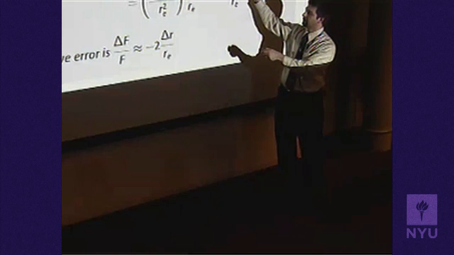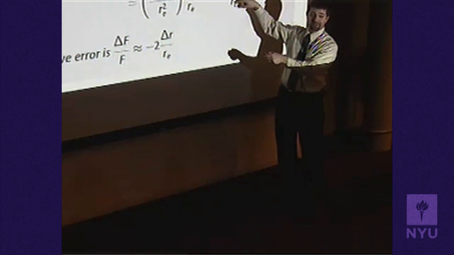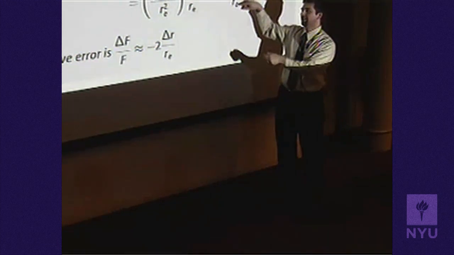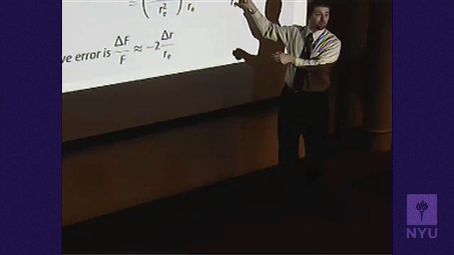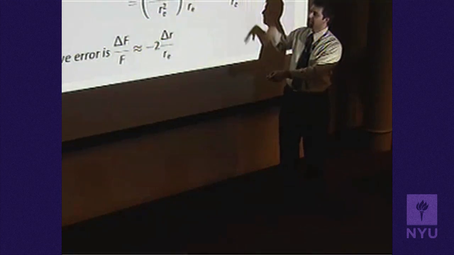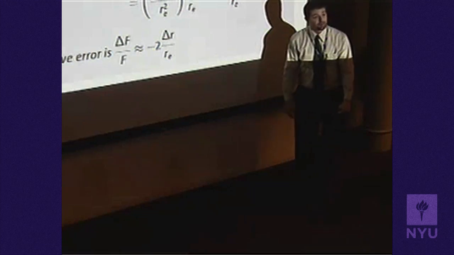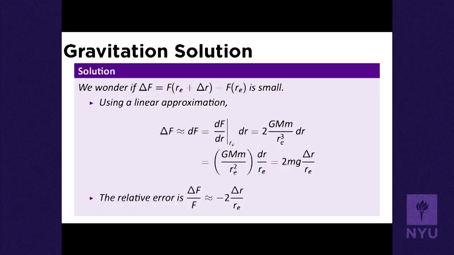Okay, and what do you think about the size of this fraction here? Take the height of the building and divide it by the radius of the Earth. Probably going to be a small number, right? And that is the relative error in this approximation. Well, negative 2 times that fraction. Yes? That's a good question. Why do we have the dr down here and up here? Is that what you're saying? Yeah, well, this dr stands for the actual number that we are changing r by, and this dr is part of the derivative df dr.